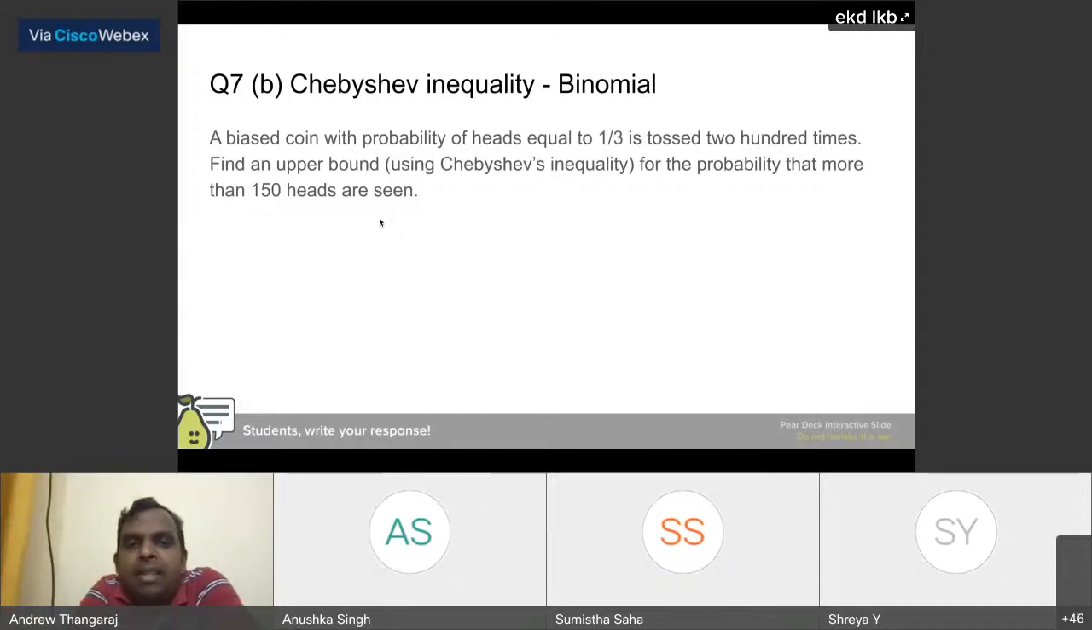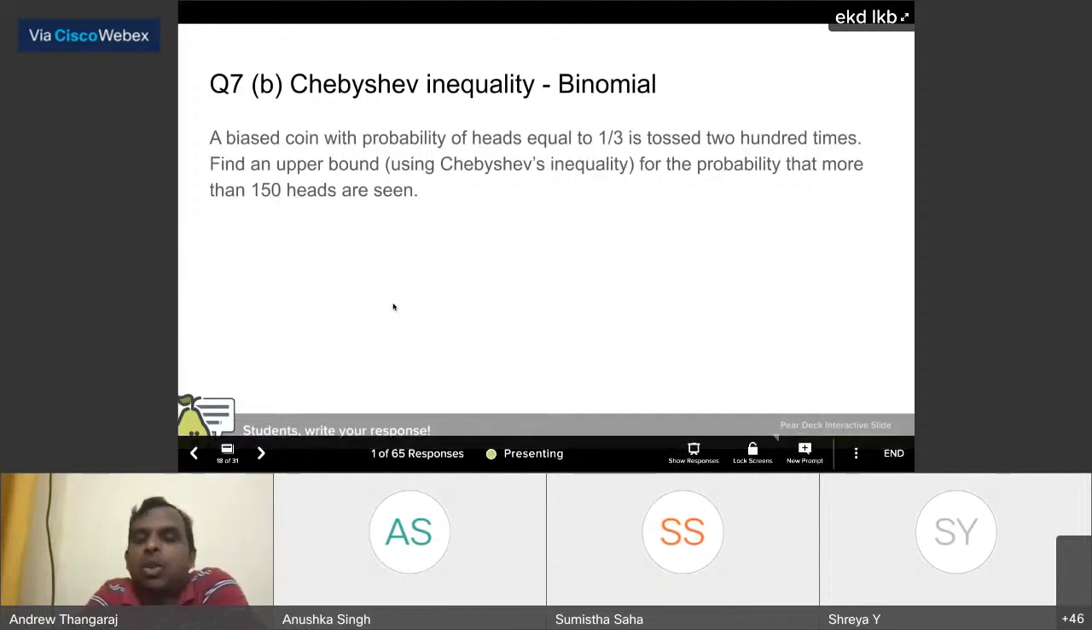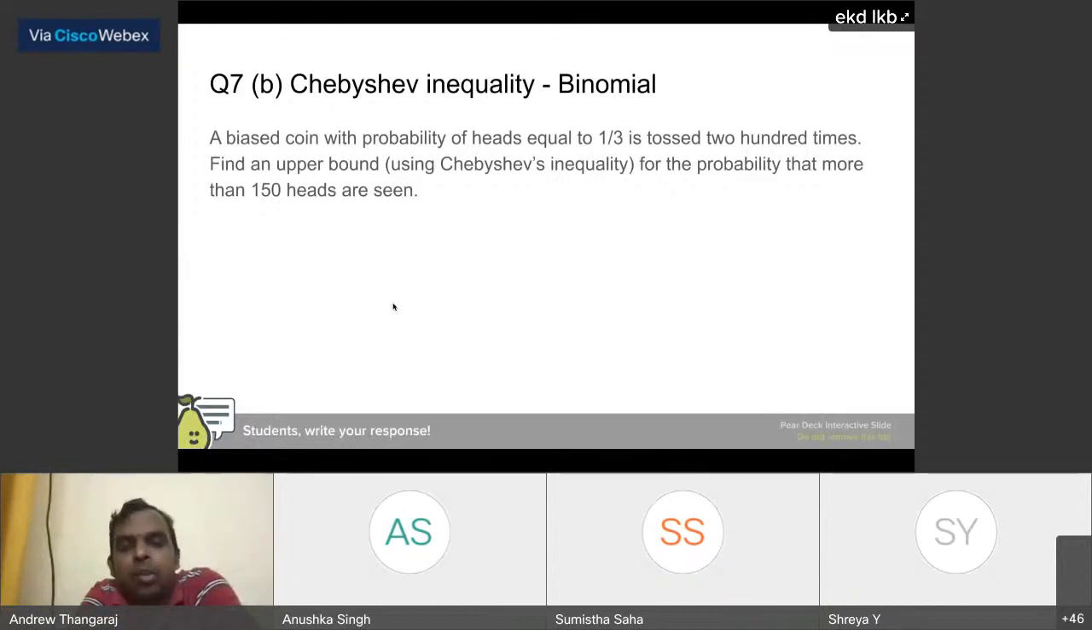It just takes practice to figure out what that mod X minus E of X has to be. What is E of X? What is the variance? And what is that difference term? Here I've only given more than 150, right? I'm ignoring less than 50. Is that okay? Can I also ignore that? All those things you just think about for a little while, and you'll get to it quickly.